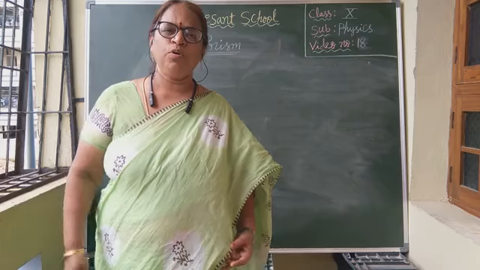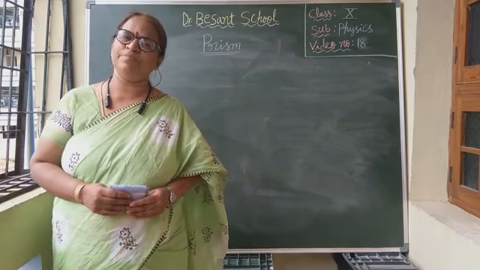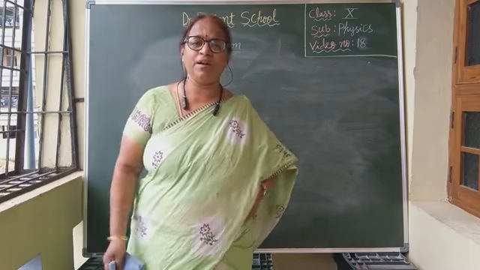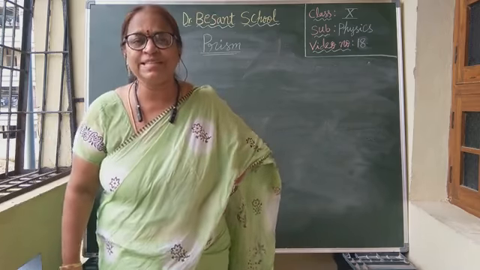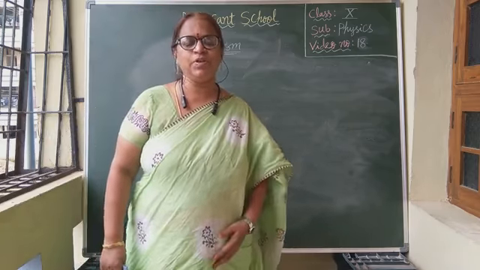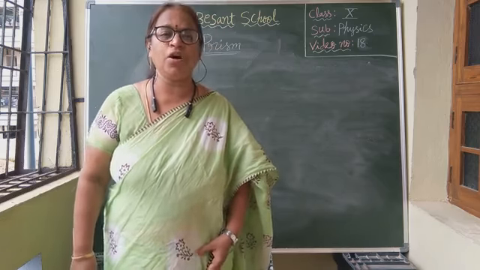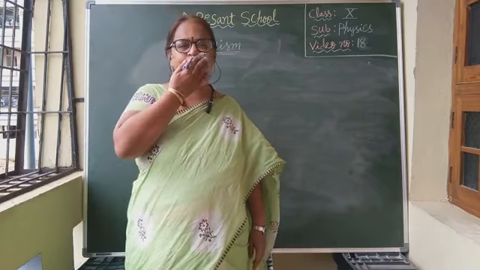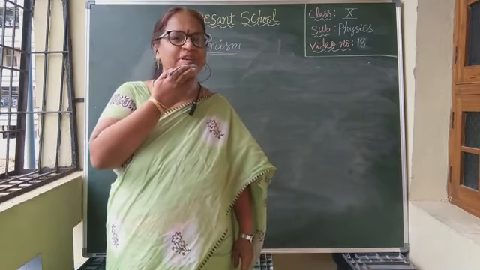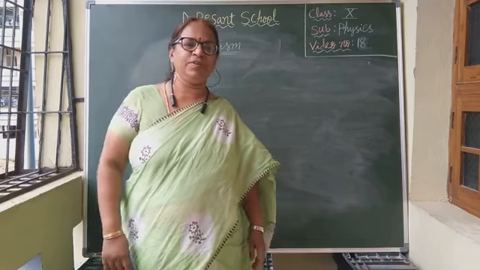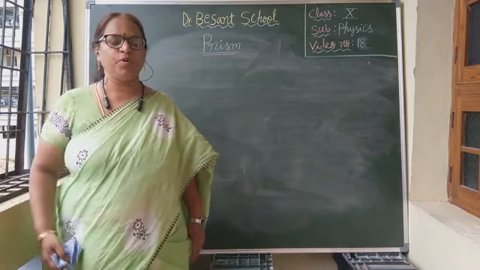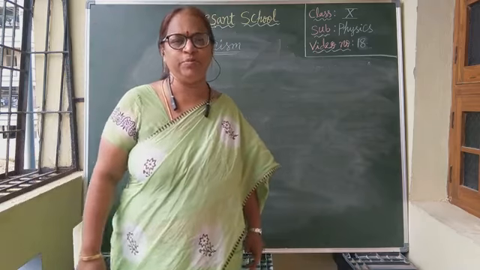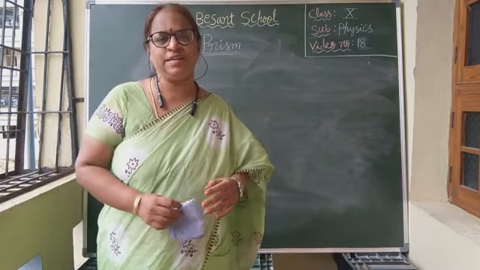P equal to 1 by f when f is in meters, and P equal to 100 by f when f is in centimeters. And what is the unit of power? Diopter, represented with capital D. This is all we learnt, and the problem also we have done, isn't it? I gave one problem and asked you to do it and send it to me.